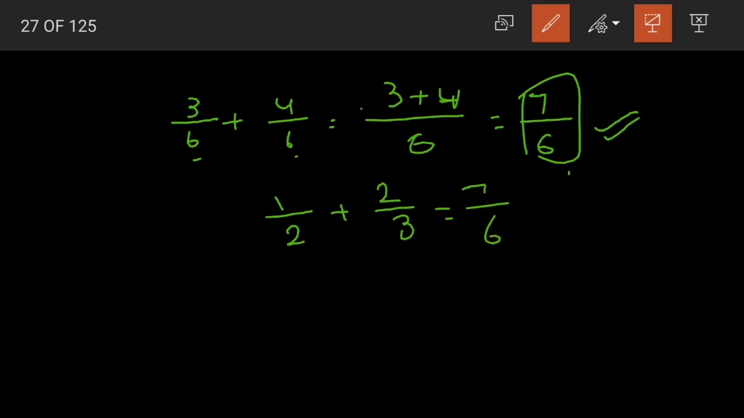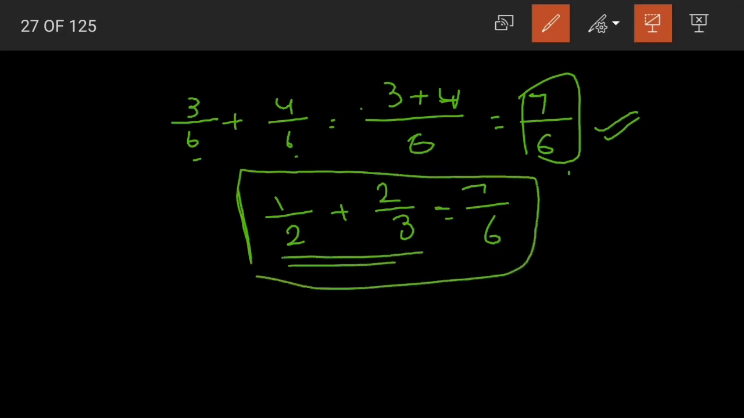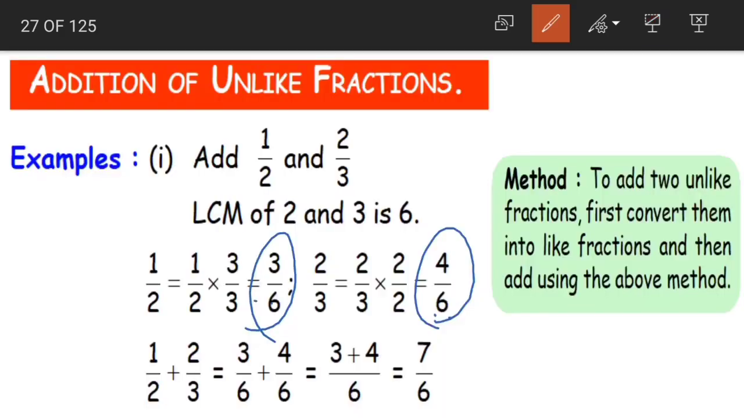Always remember to end the solution by a statement like this. Write the question is equal to, then write the answer. 1 by 2 plus 2 by 3 is equal to, what did we get here? 7 by 6.